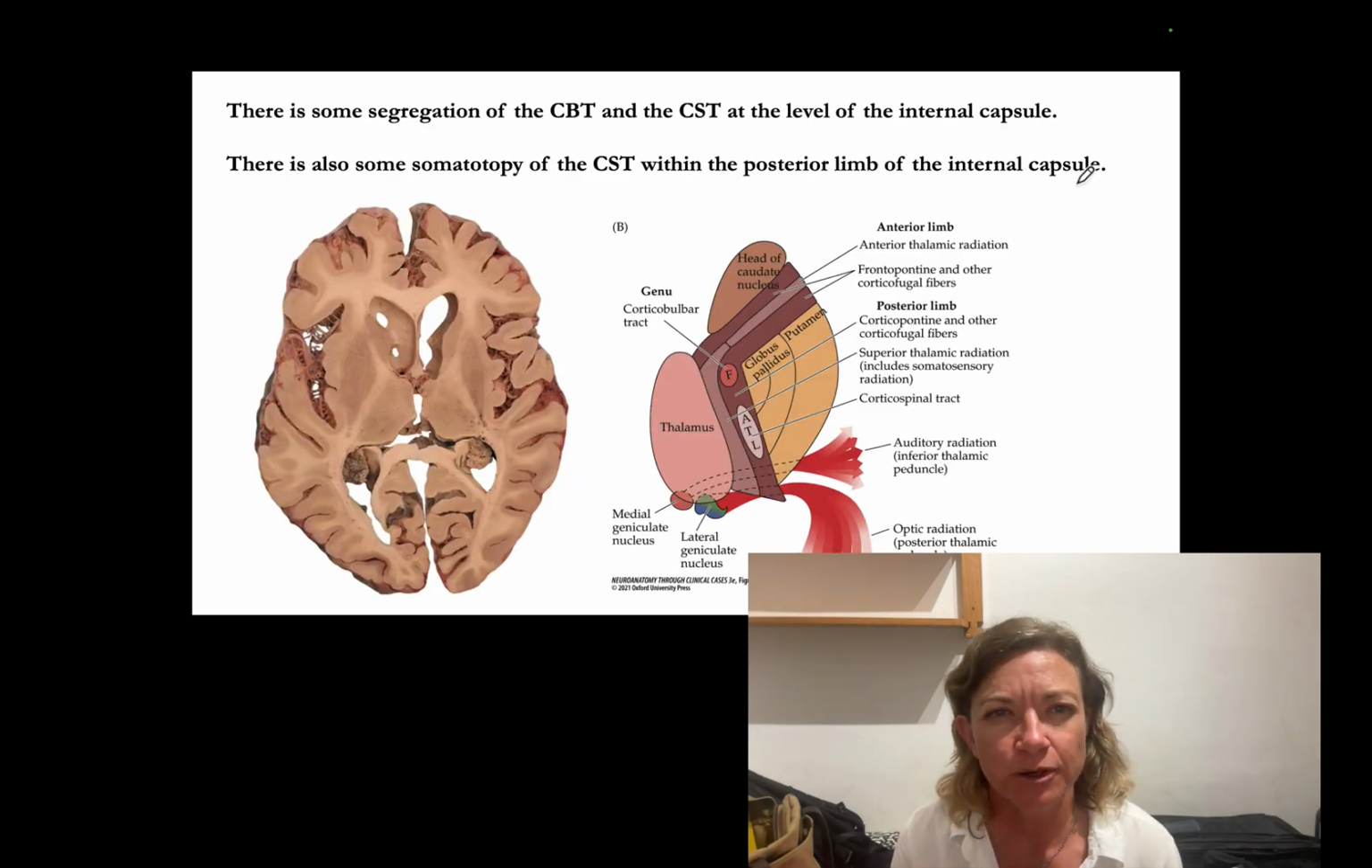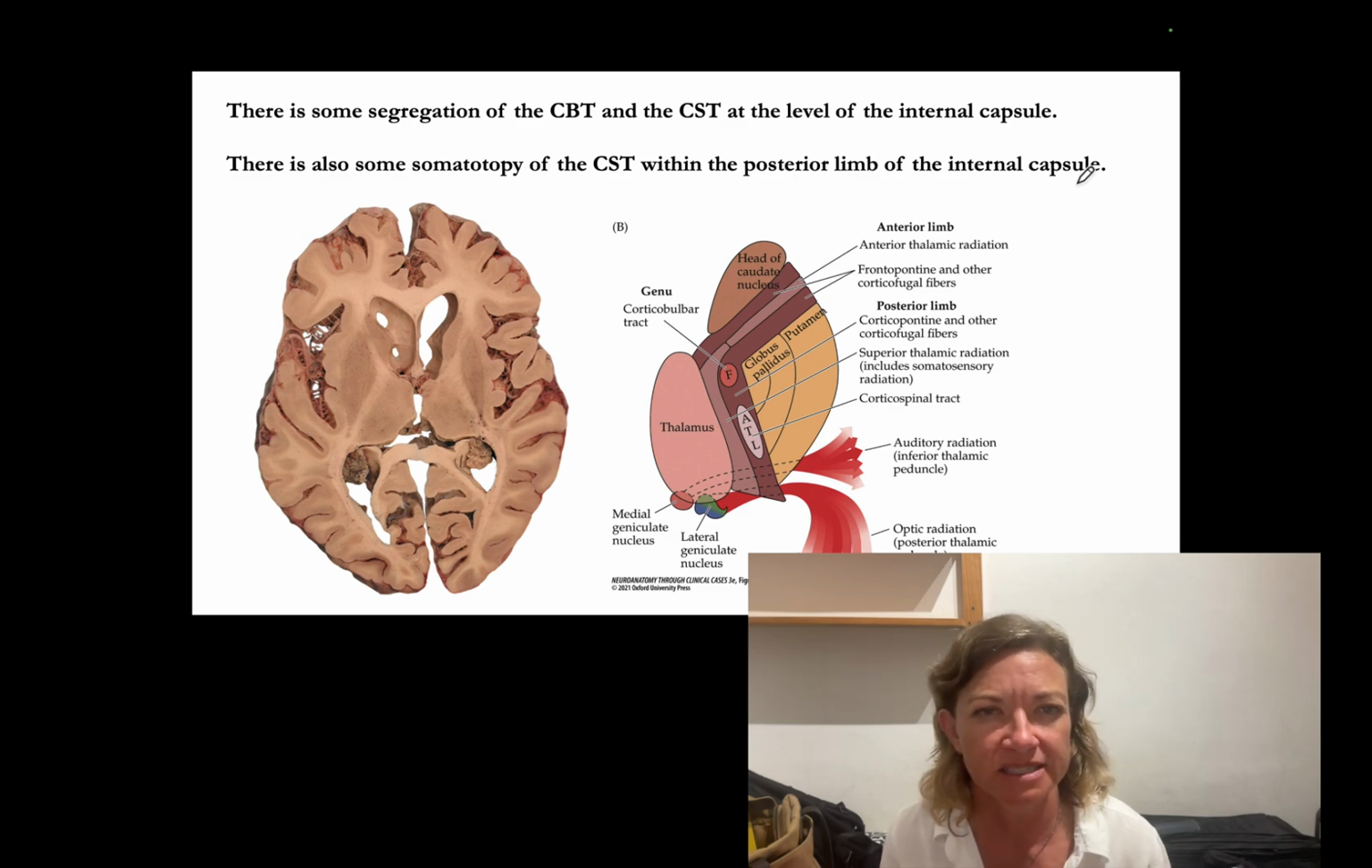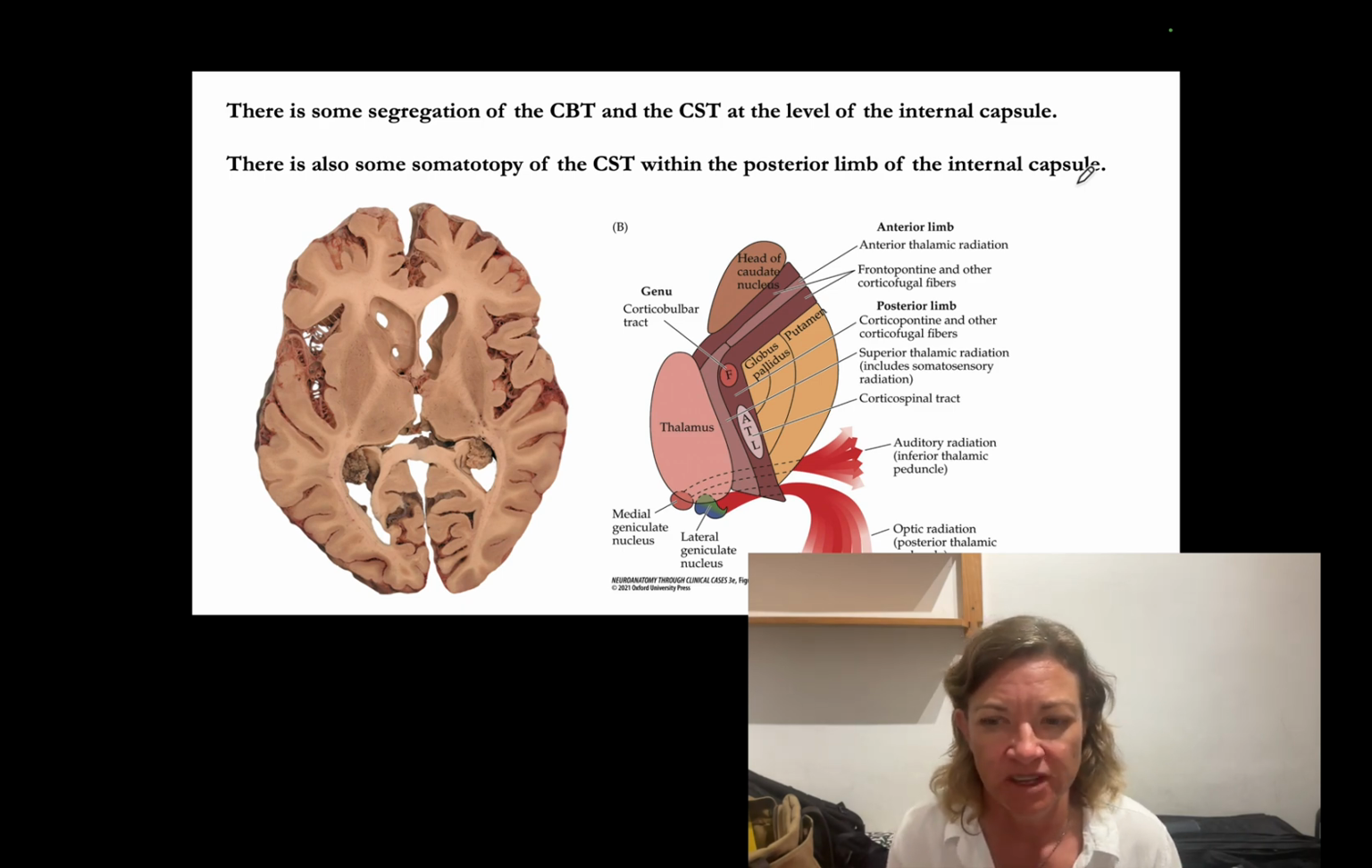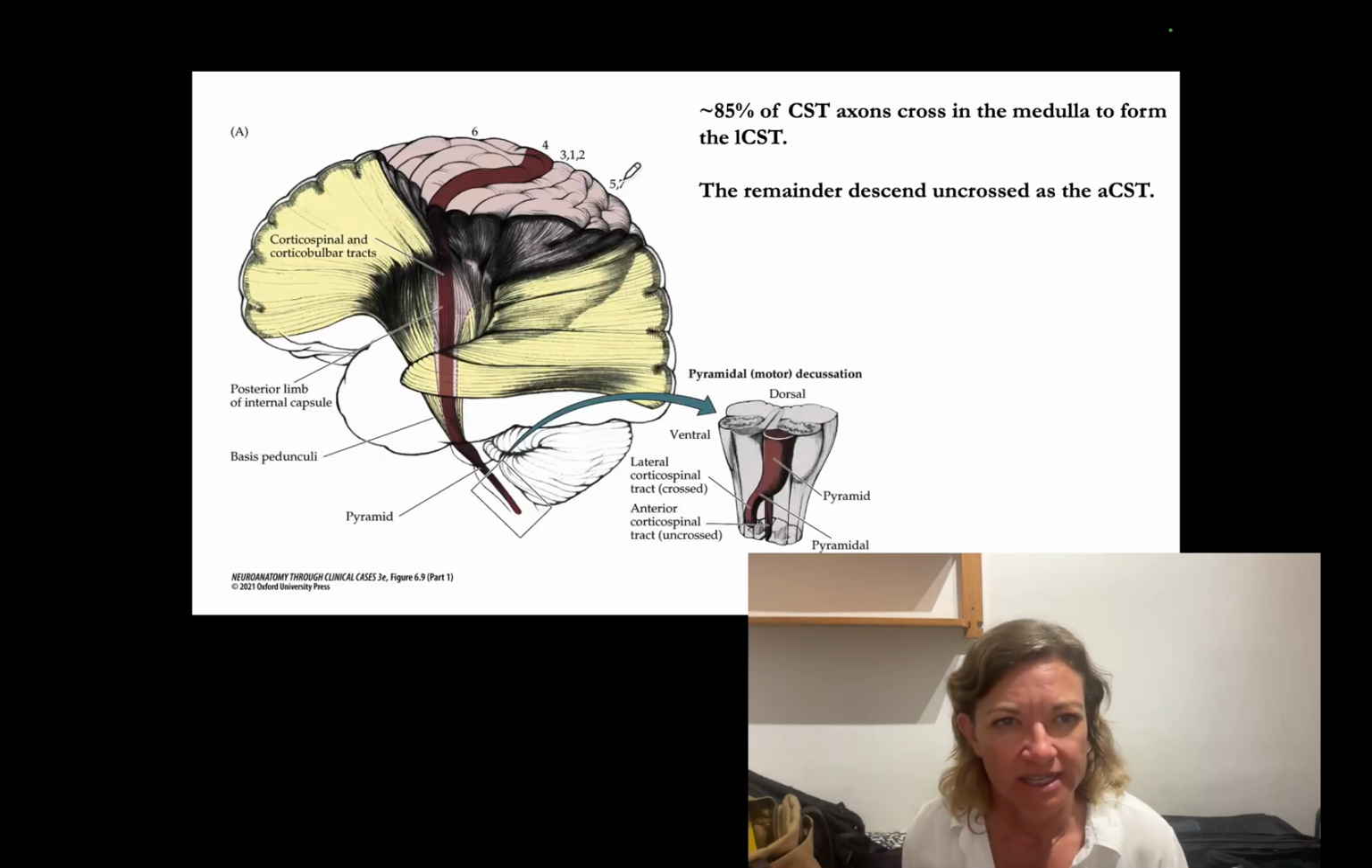Now, there's some segregation of the corticobulbar tract governing muscles of the head and face, and the corticospinal tract governing musculature of the body at the level of the internal capsule. So if we envision these axons, this is all white matter, and they're sweeping from the corona radiata up here, coalescing in a funnel into the internal capsule as they descend.